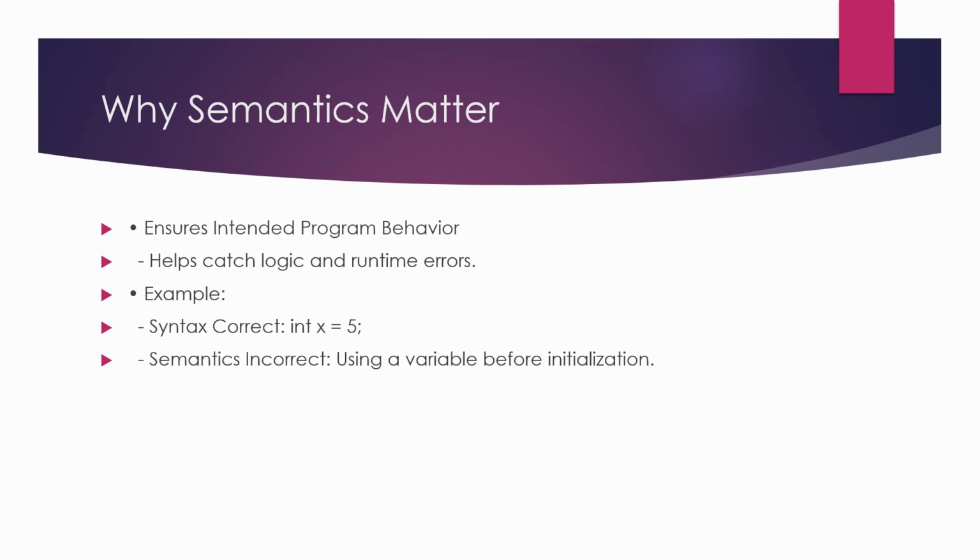Why is semantics so important? Well, it ensures that a program behaves as expected. For example, even if the syntax is correct, the program could still produce incorrect results if the logic is flawed. This is where semantics comes into play, ensuring the meaning behind the code matches the programmer's intent.